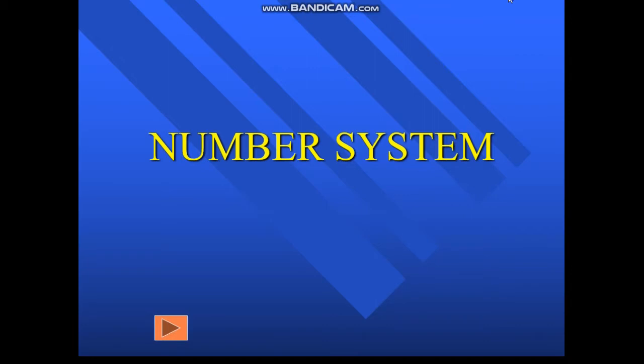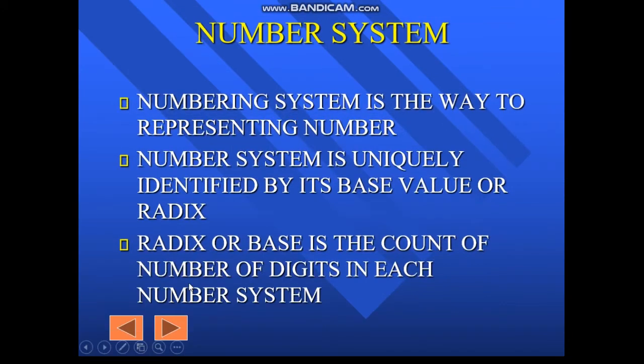So what is a number system? A number system is a way of representing numbers. As numbers have to be represented in a way, that way is called a number system. And a number system is uniquely identified by its base value, or you can also call it the radix.